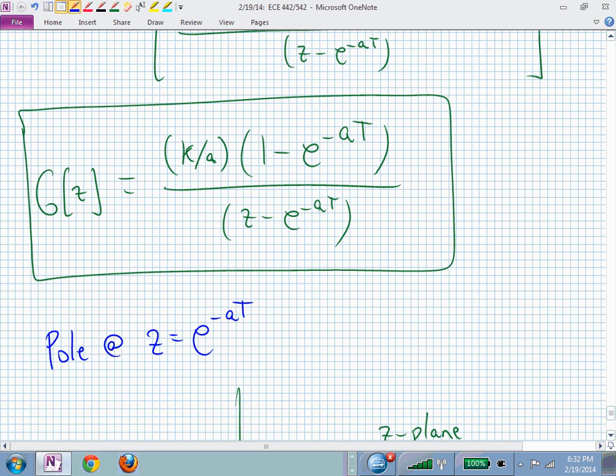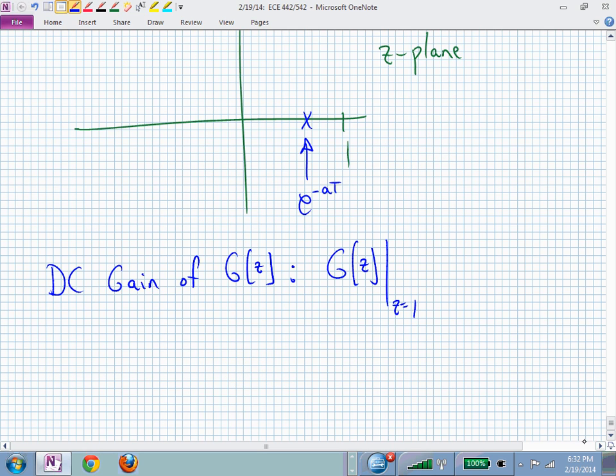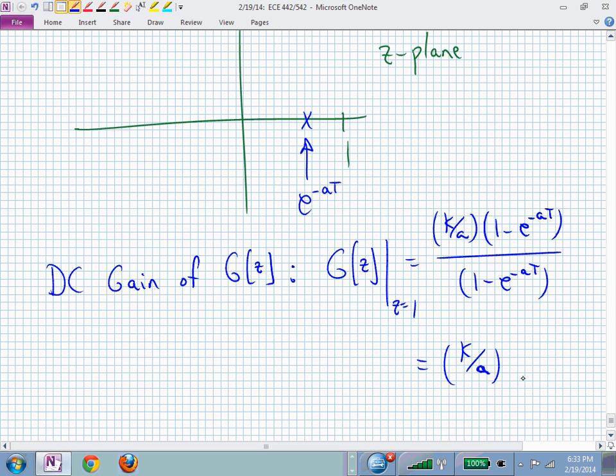So this is now a system with one pole, the pole living at e to the minus aT, and a DC gain is found when we let z equal 1 in that expression, and that's this K over A, 1 minus e to the minus aT over... and that's consistent with the DC gain in our analog plant.